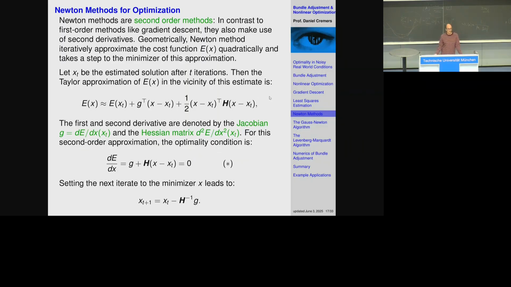Minor comment, by the way: I mentioned bundle adjustment was largely developed at TU Munich. Hesse, from the Hessian matrix, guess where he was a professor? At TU Munich. You may not have known that. But a lot of the foundations for all of the things we do go back to people who were here.